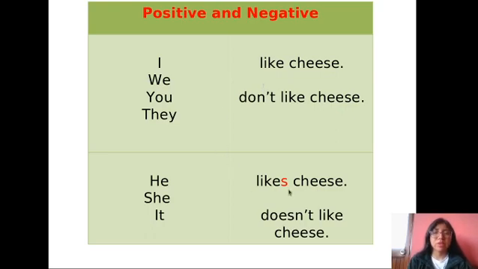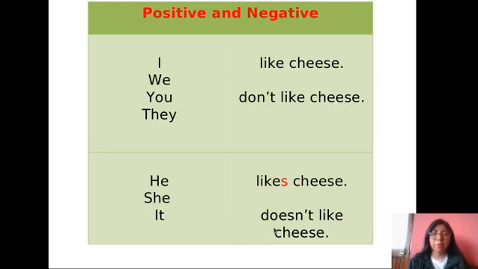Okay, and pay attention to the negative statements. Okay, in negative statements we have to use an auxiliary. Do, in this case, don't or doesn't. Okay, vamos a utilizar un auxiliar para hacer las oraciones negativas. Okay, if you have those pronouns, you are going to use don't, and if you have those pronouns, you have to use doesn't. Okay, con estos pronombres vamos a utilizar don't. Y con estos pronombres vamos a utilizar doesn't.